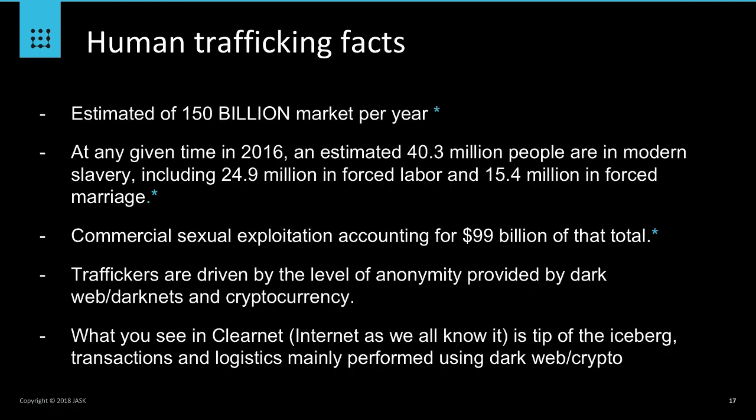Switching a little bit, here's why this is a huge problem. It's a market of 150 billion per year. That's human trafficking. At any given time in 2016, there was an estimated 40 million people in modern slavery, including 24.9 million in forced labor and 15.4 million in forced marriage. Commercial sexual exploitation accounts for 99 billion of that total. Traffickers are driven by the level of anonymity provided by the dark web and cryptocurrency. Those are some of the biggest ingredients.